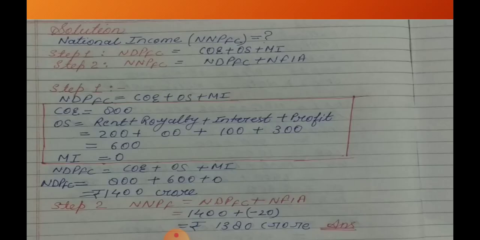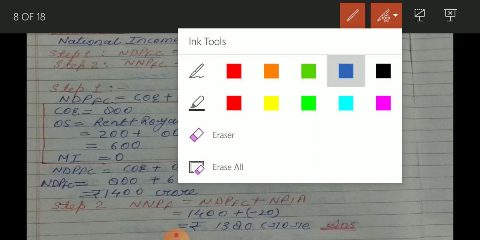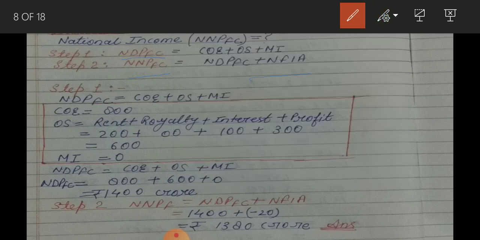In this question we have to calculate national income, meaning NNPFC. Step 1 is to find out NDPFC and step 2 is to find out NNPFC. For that you have to add NFIA in NDPFC. Why do we have to add NFIA? Because when we are moving from domestic to national, then we have to add NFIA.